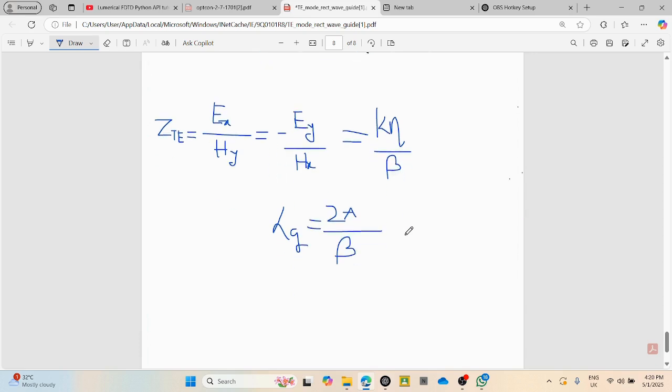Again, the guide wavelength is defined as the distance between two equal phase planes along the waveguide. The guide wavelength is denoted as lambda g and is equal to 2 pi by beta. It basically denotes the distance between two equal phase planes along the waveguide.